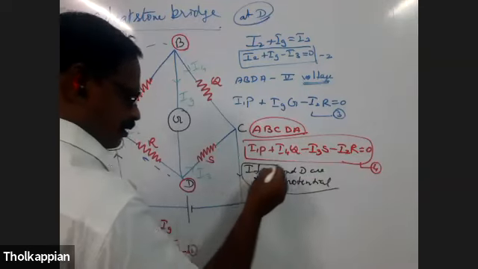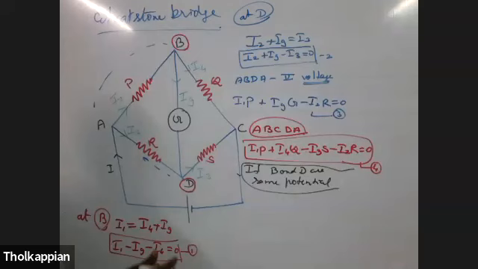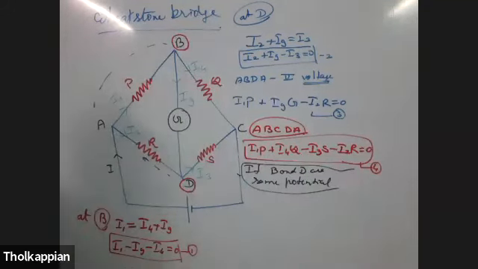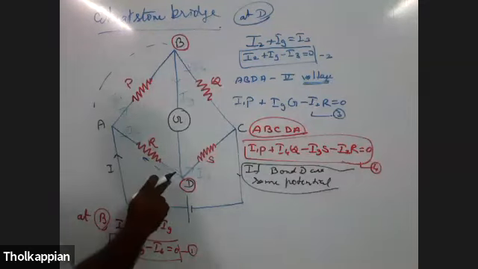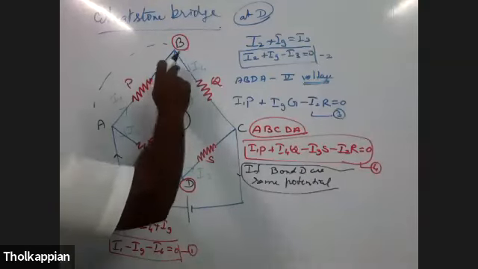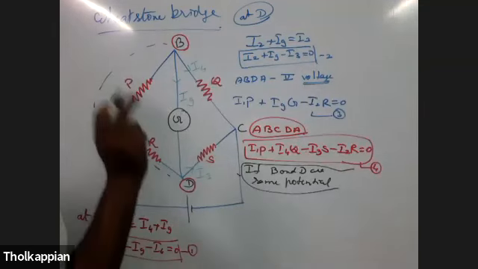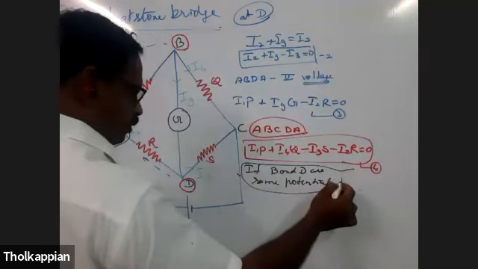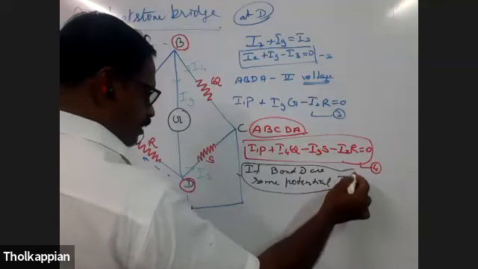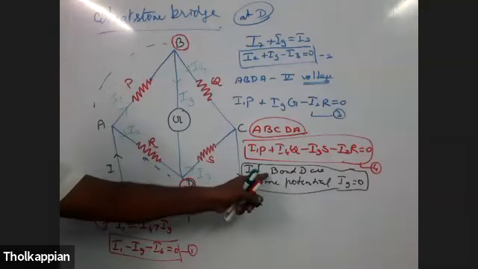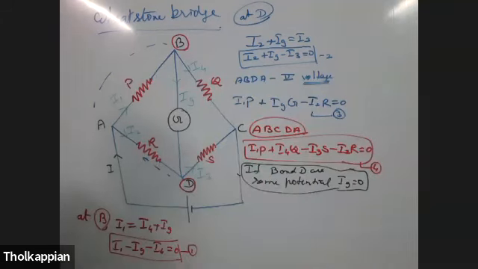This is a very, very important condition. Same potential. See, if there is a difference in potential only, the current flows from the higher potential region to the lower potential region. But in this case, both are at the same potential. No current flows here. So the galvanometer current Ig is 0. In this galvanometer, no current flows in this condition if B and D are at the same potential.